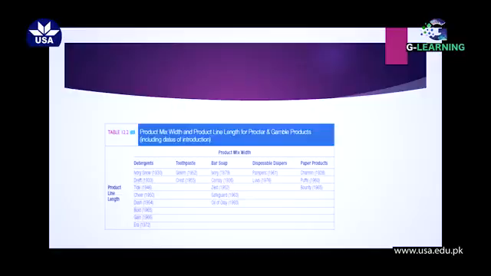You can see the product mix width and product line length for the Procter & Gamble products. You can see the product line length and the width. Length is vertical, and product mix width is the categories that are available in this entire mix.